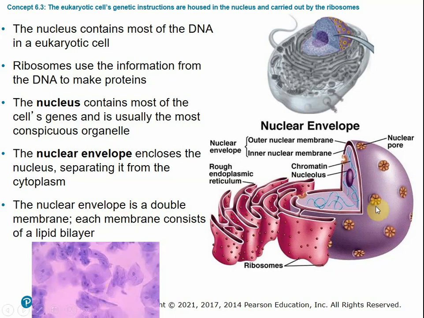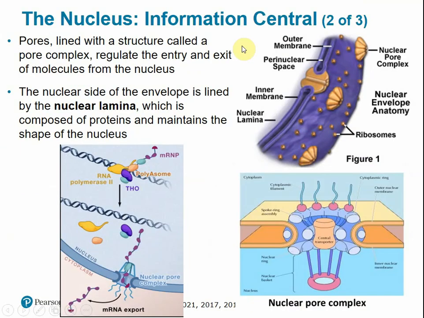The nuclear envelope is going to enclose the nucleus and separate it from the cytoplasm. The nuclear envelope consists of a double membrane that's composed of a lipid bilayer, similar to the plasma membrane. So this nuclear membrane is lined with pores, a pore complex, just to help regulate entry and exit of molecules from the nucleus. Very similar again to the cell membrane, it's going to be selectively permeable. So we don't want just anything having access to our DNA.